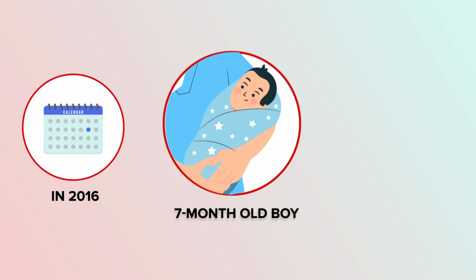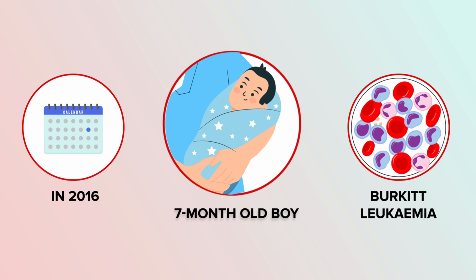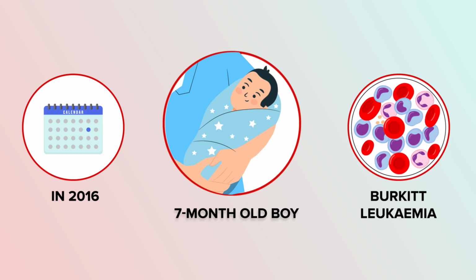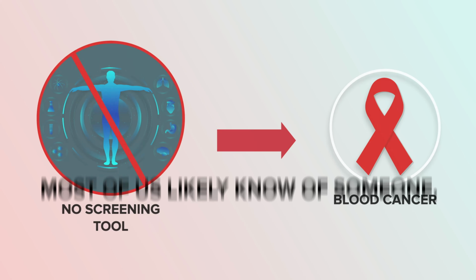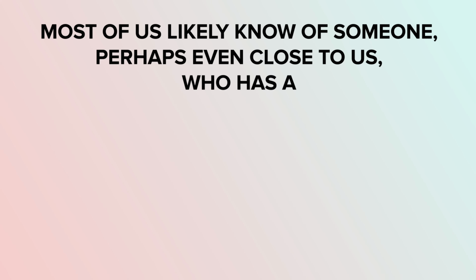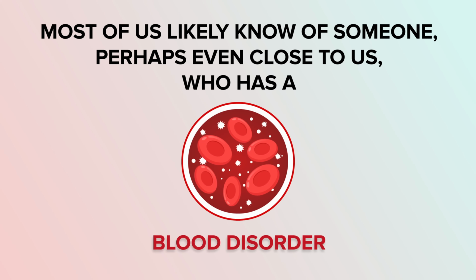In 2016, a 7-month-old boy was one of the youngest patients ever to be diagnosed with an aggressive form of Burkitt leukemia. Unfortunately, there are no screening tools to prevent blood cancer. Most of us likely know of someone, perhaps even close to us, who has a blood disorder.